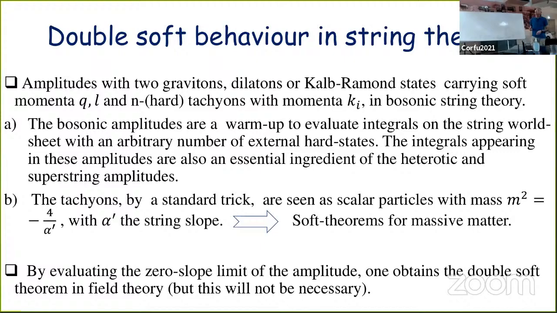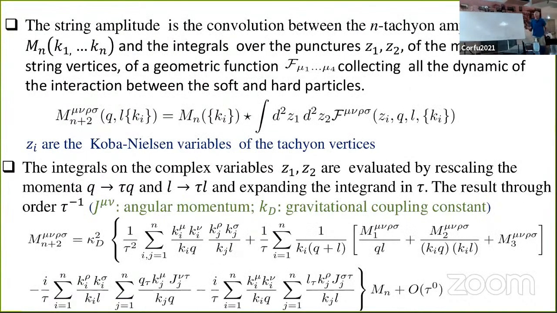So the string amplitude with n tachyons and two massless states already satisfies, at the level of the integrand, a sort of factorization.